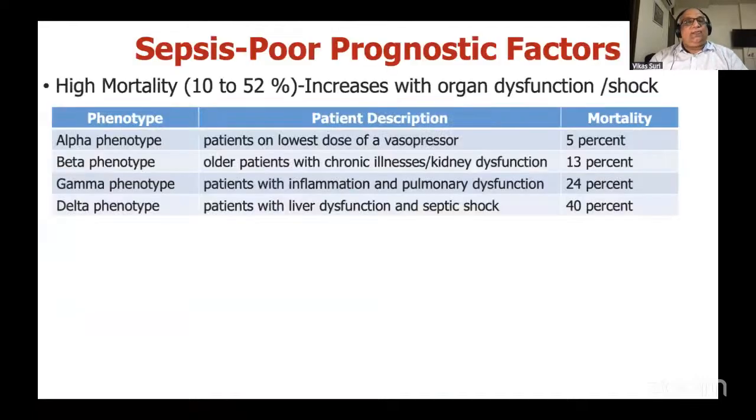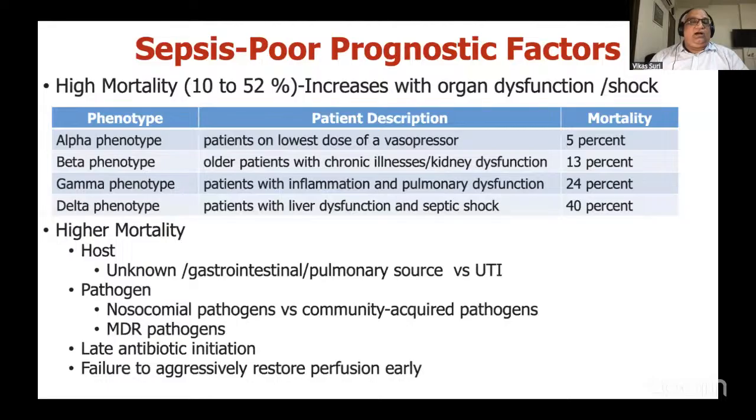What are the prognostic factors? Well, there are 4 phenotypes, which depend on the level of organ dysfunction. And with the increasing level of organ dysfunction, the mortality increases. The highest mortality is known to occur when the source is unknown. Pulmonary infections and UTI perform relatively better in sepsis outcomes as compared to GI infections. Nosocomial infections and MDR pathogens are associated with bad prognostic factors, and late antibiotic initiation, which we'll be seeing in the subsequent slides, and failure to aggressively restore perfusion early are among the most important factors for bad outcomes after sepsis.